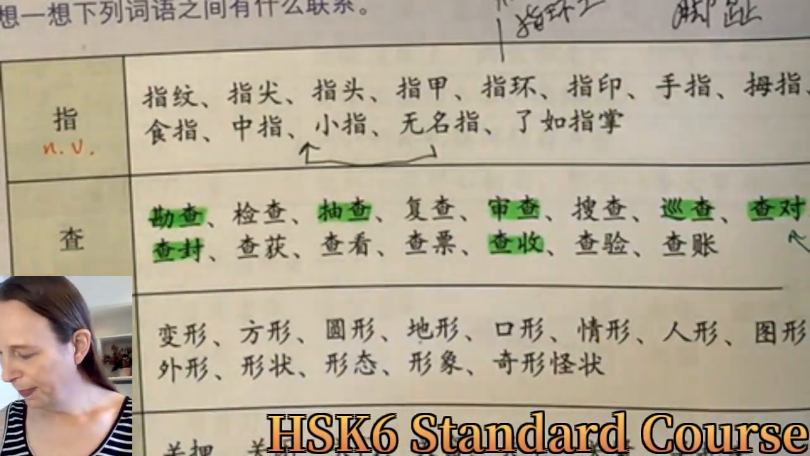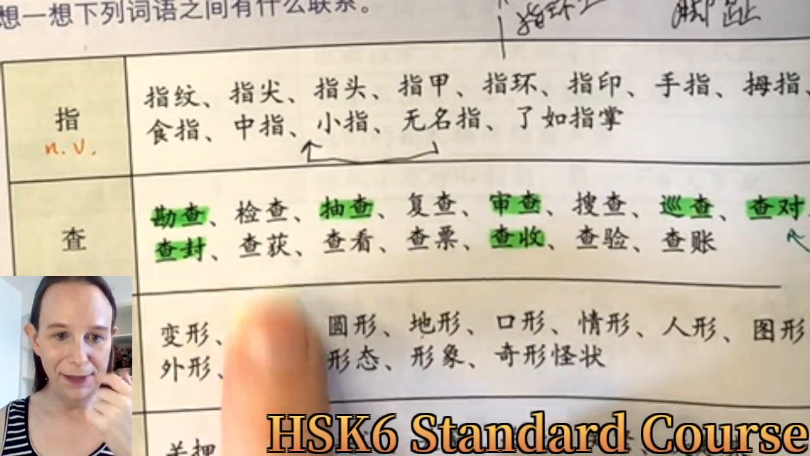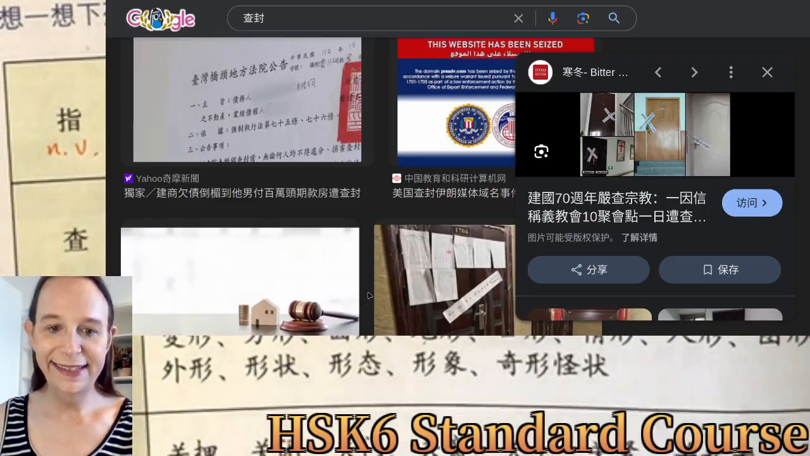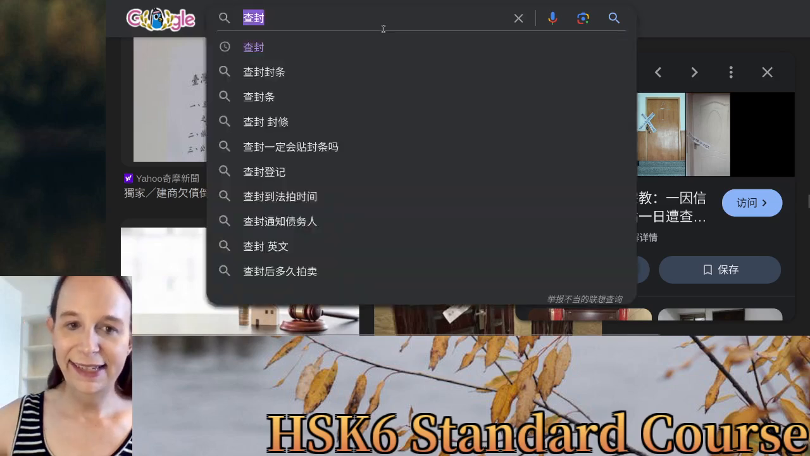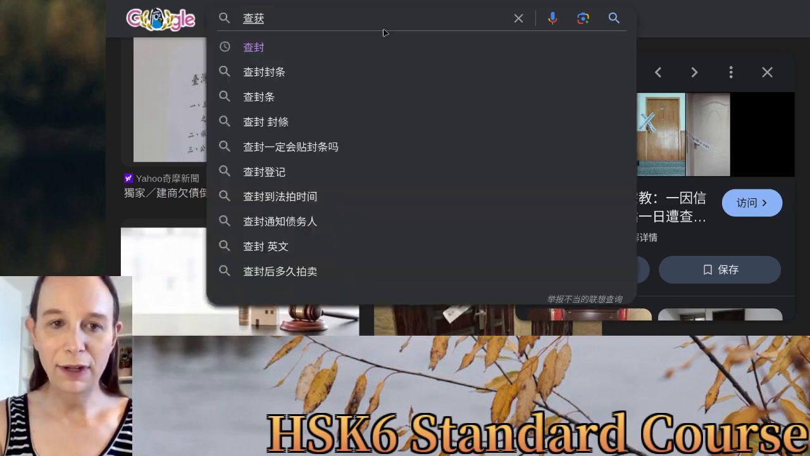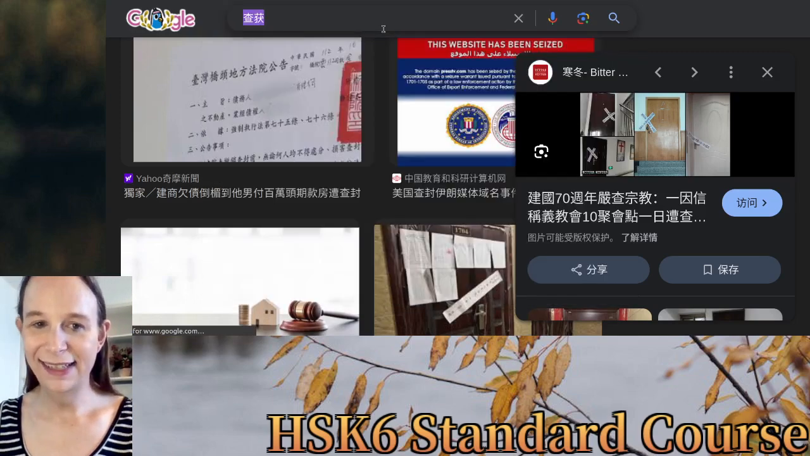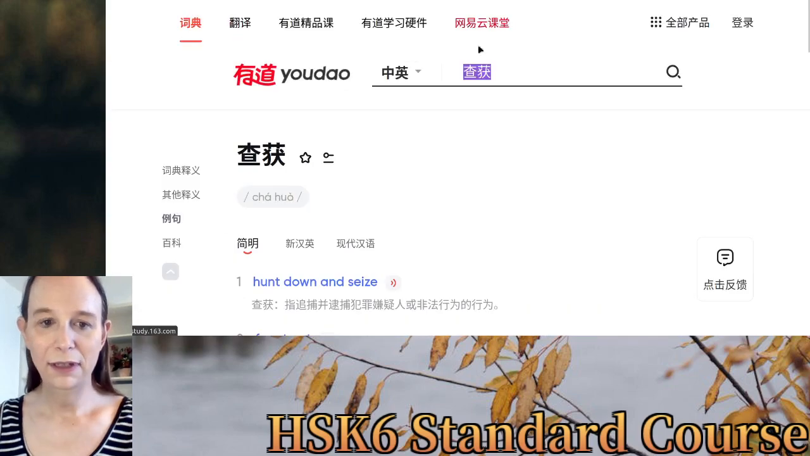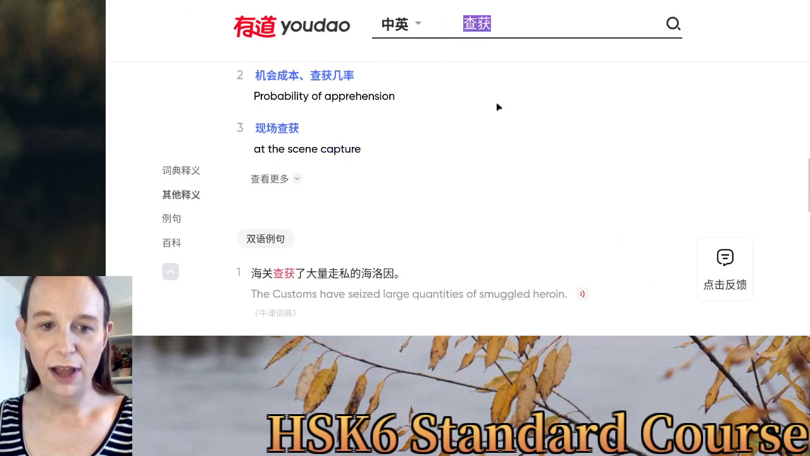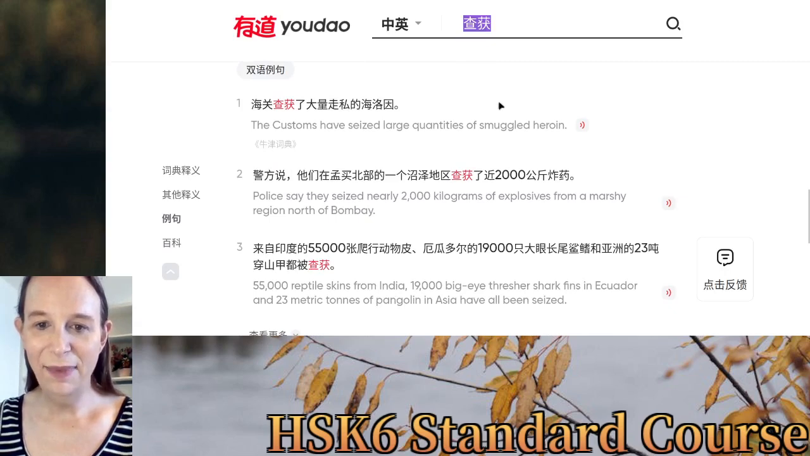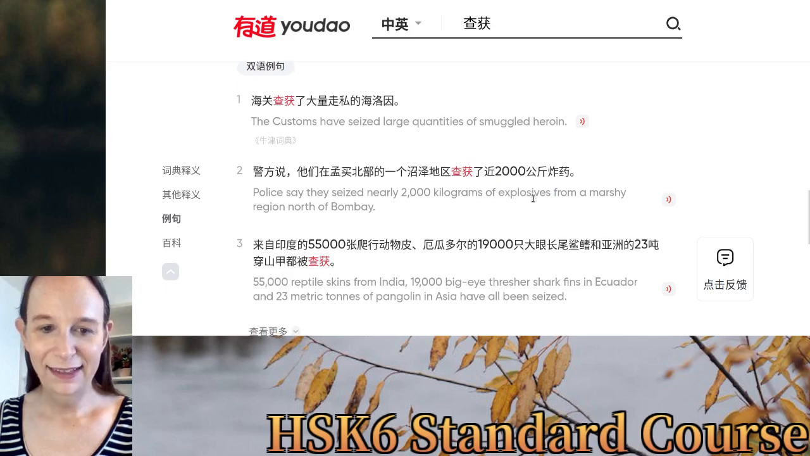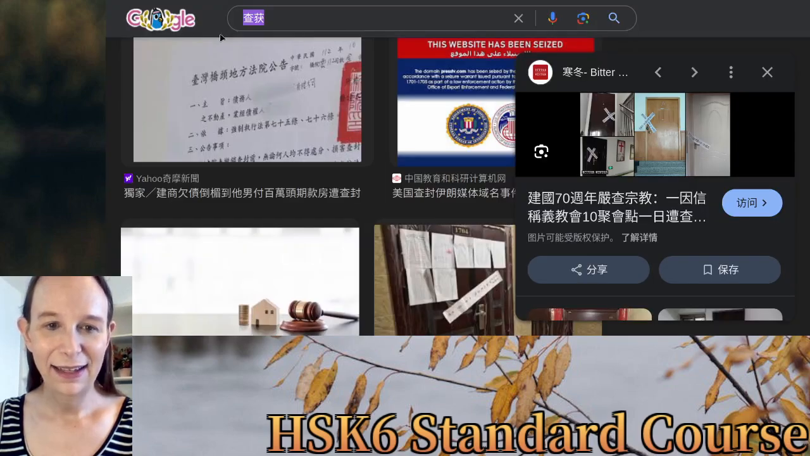All right, what's next? 查获. I think 查获 is seize, like seize drugs. I think seize drugs is the usual one. 查获, hunt down and seize. So it's not just seizing, but drugs, explosives. 查获.